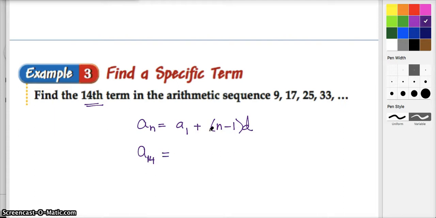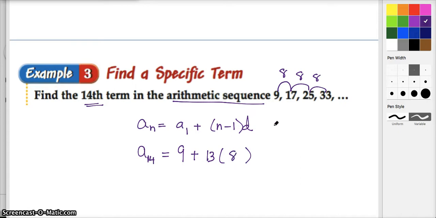So a sub 14 is going to be equal to the first term, which is 9, plus n minus 1. N is 14, and minus 1 would be 13, times the common difference. Well, the common difference can be determined. They told me it's an arithmetic sequence, so the common difference will be determined by looking to see what number I need to add each time. And I see it's 8, so I'm going to multiply that by 8.